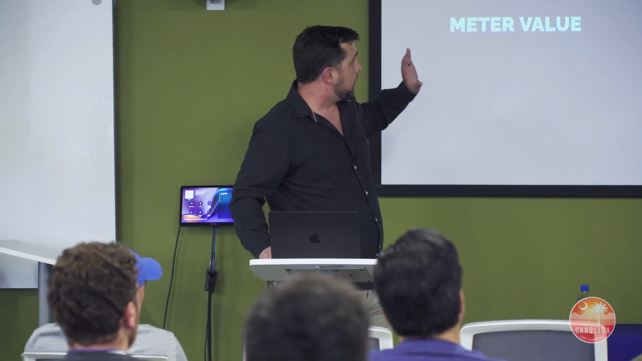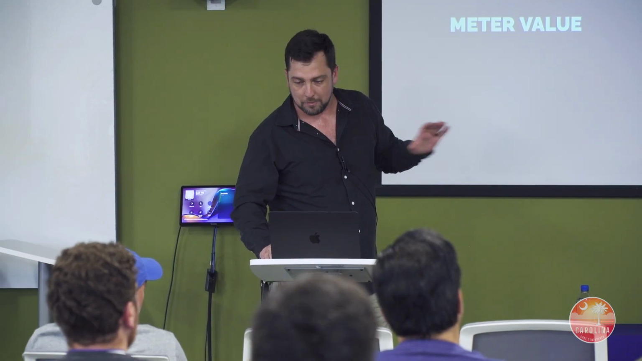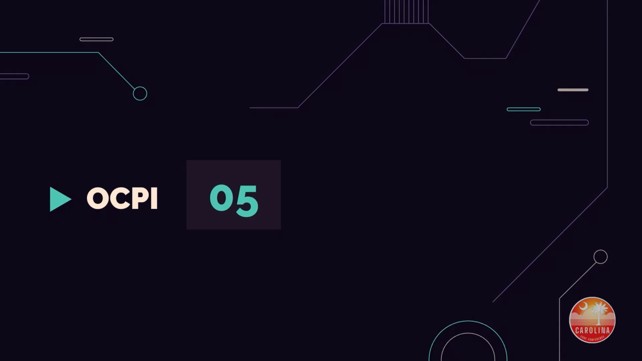So yeah, that's pretty much OCPP. I know I'm going a little bit fast. I'm trying to get all the way to the end of the talk. So let's talk about OCPI. So OCPP is cloud to charger, right? It's how we control individual chargers or chargers in groups.